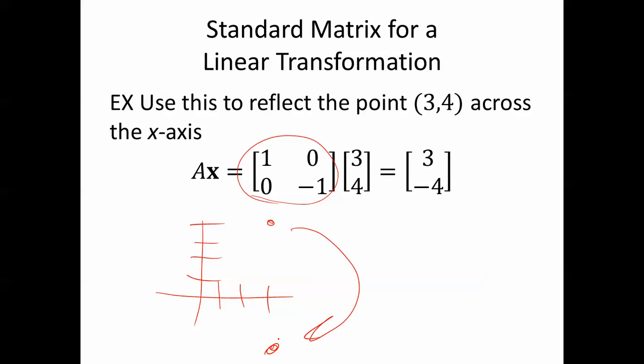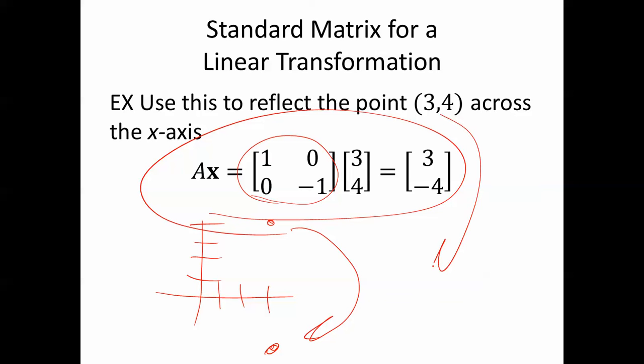So it worked. Now, obviously, we wouldn't go through all of this to reflect the point across the x-axis. It's a lot easier to say that 3, 4 goes to 3, negative 4. But there are some circumstances when it's helpful to have it in matrix form.